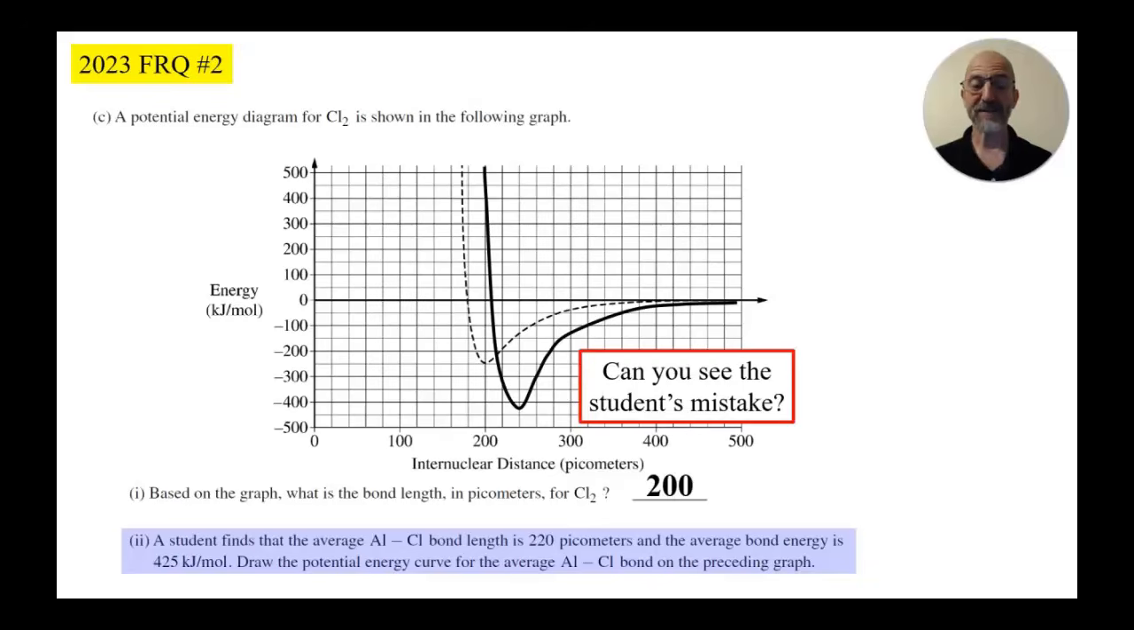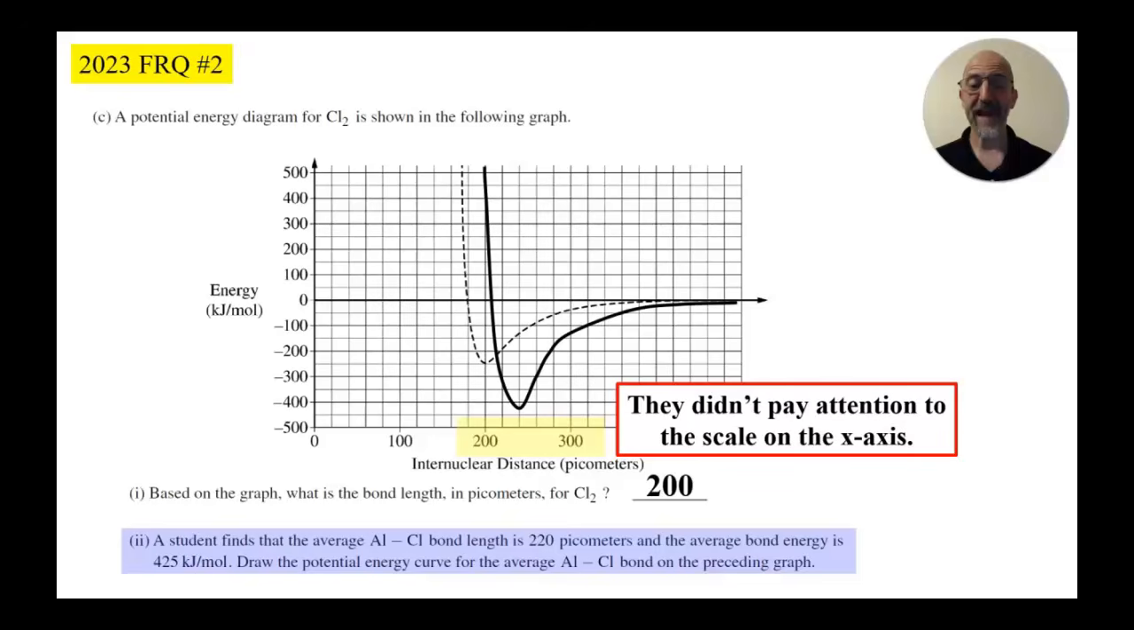But if you look closely at the x-axis, if you look at every little line on the x-axis, every line is actually worth 20 picometers. So they didn't pay attention to the scale on the x-axis. Their bond actually looks like it would be 240 picometers. That's a very subtle mistake, and yet that student did not earn full credit for that drawing. So pay attention to the labels and the tick marks and the numbers on each axis, especially when you have to draw your own diagram.